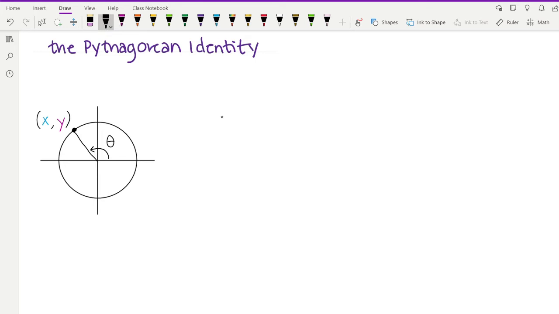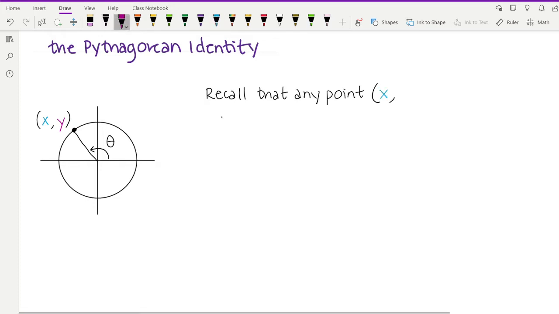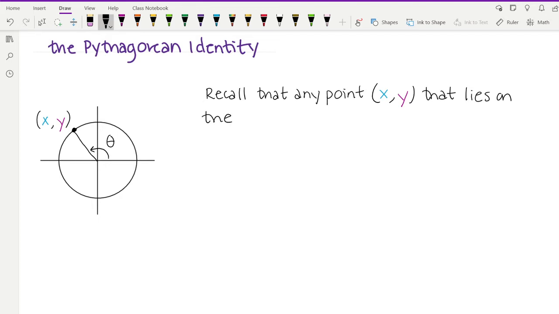Okay, so remember that the equation of the unit circle is x squared plus y squared is equal to 1. So what that means is that any point (x, y) that lies on the unit circle must satisfy the equation for the unit circle.